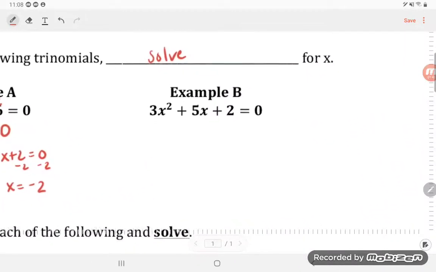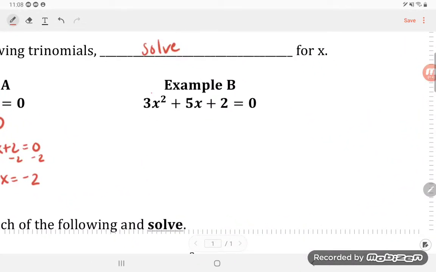For example B, I'm going to identify my A, B, and C. My equation is 3x squared plus 5x plus 2 equals 0. In my x, I'm going to multiply A and C, so 3 times 2 is 6. In the bottom, I have a 5. Two numbers that multiply to give me 6 and add to give me 5 are 3 and 2.